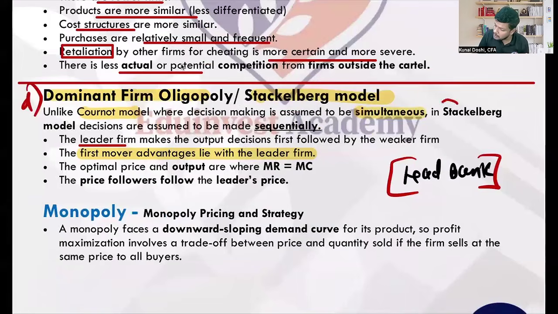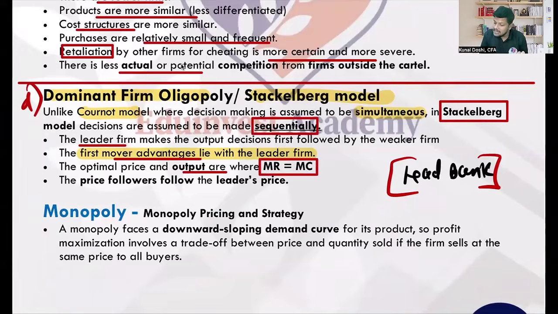Here in the Stackelberg model, which is also called the dominant firm model, the decision is done in sequence. Means the leader first takes the decision, has the first mover advantage, and then the others follow. They don't want to take a decision unless the leader takes the decision. So the optimal price and output are again at the same point where MC equals MR, but the followers follow the leader's price. So it happens in sequence, not simultaneously as in duopoly.